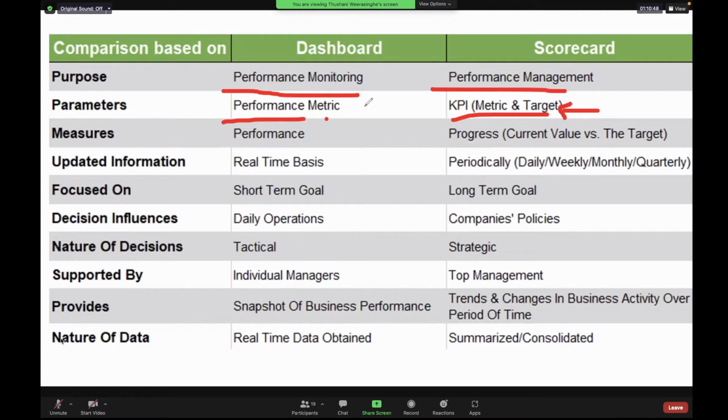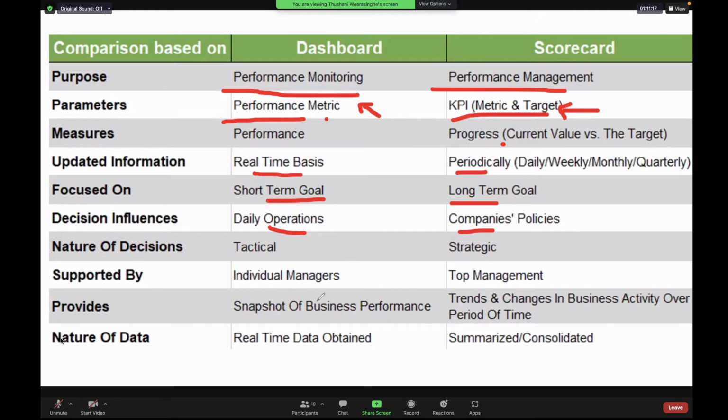For this one, some people can prepare their own metrics, and then the measurements, performance, and progress are measured. Updated information, this one needs to be real time, and this is periodic. This is for the short term, this is for the long term, this is tactical, and this is strategic. Daily operations, and this is company policies. Can you see that?